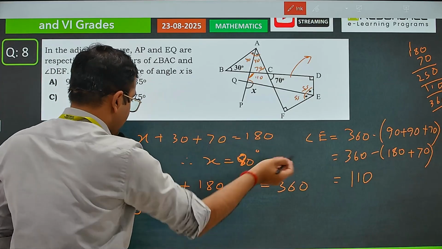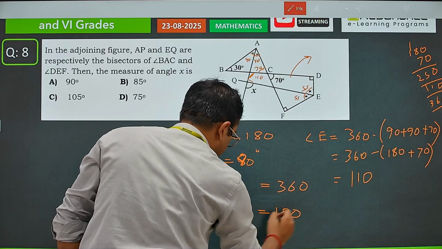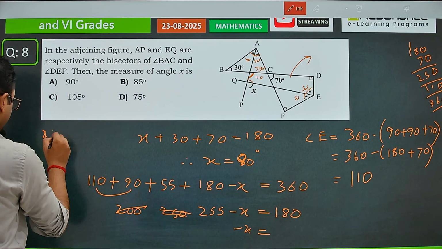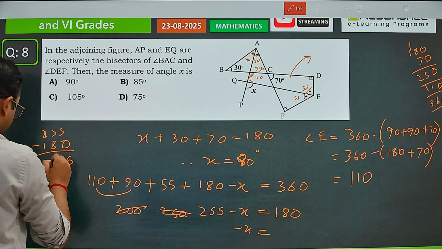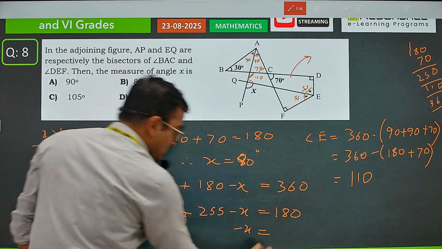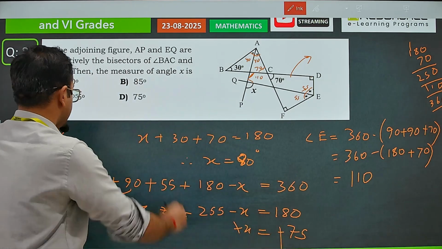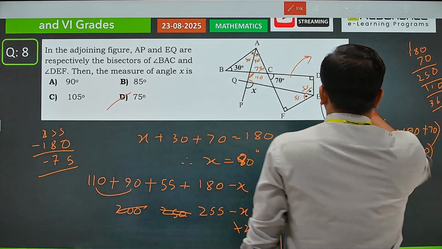Sending that to that side, minus x is equal to 180. Therefore minus x is equal to 255 minus 180, that will give us minus 75. Which means x is plus 75. That's option D. That's it, as simple as that. Okay, moving to the next one.